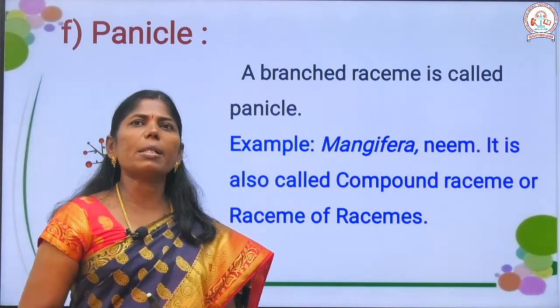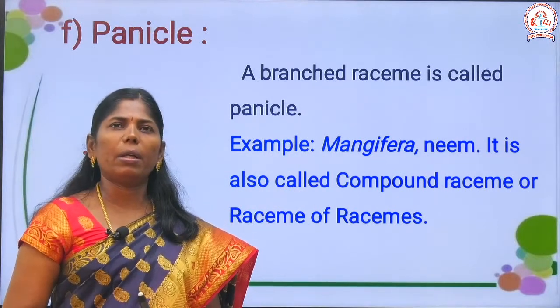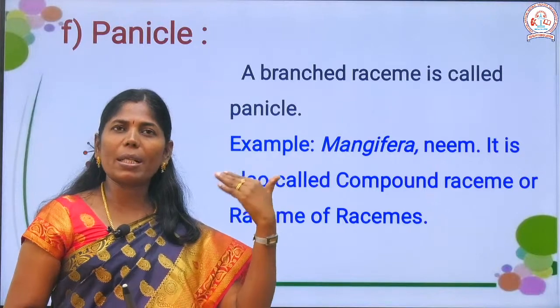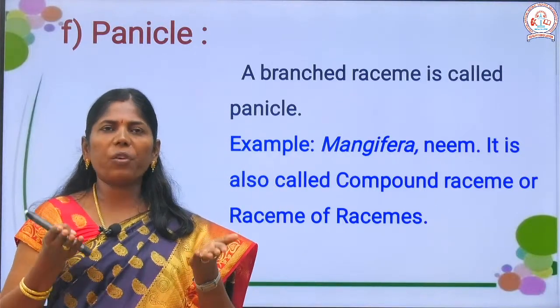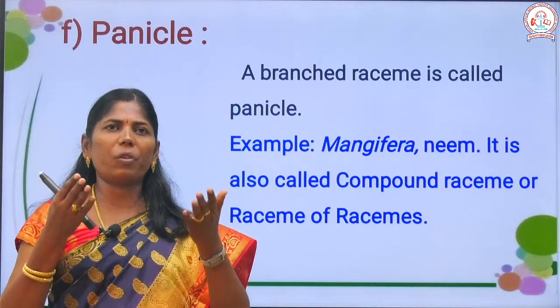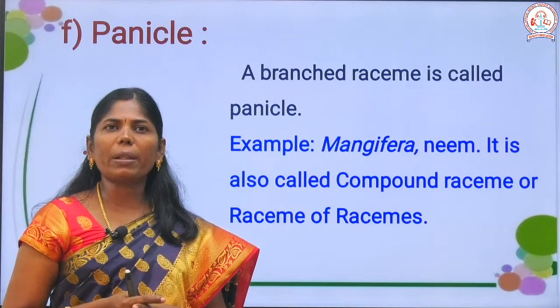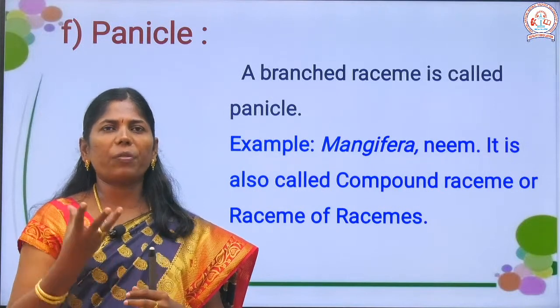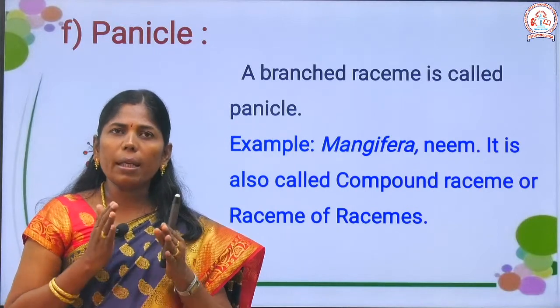Another one is a panicle. A branched raceme is called a panicle. So what is the raceme condition? Once again you have to recall the racemes. What is the structure of the raceme? The older flowers are in the basal region and the younger flowers are in the tip region. That is acropetal succession, the opening of the flowers. ஓகேவா? So அது simple.